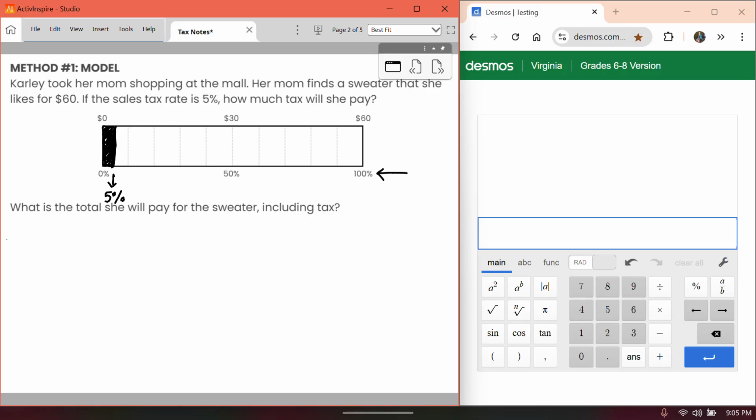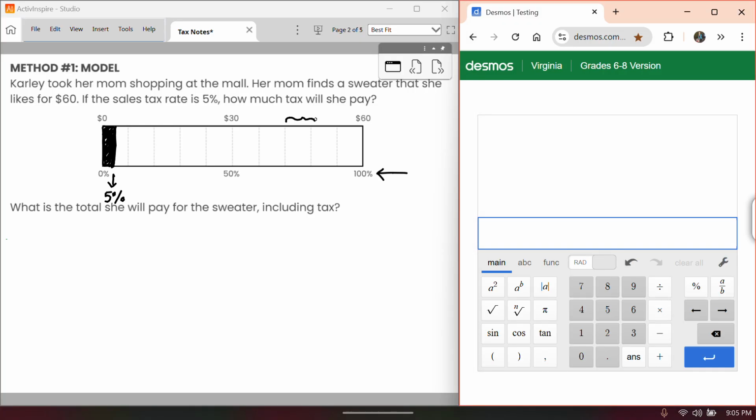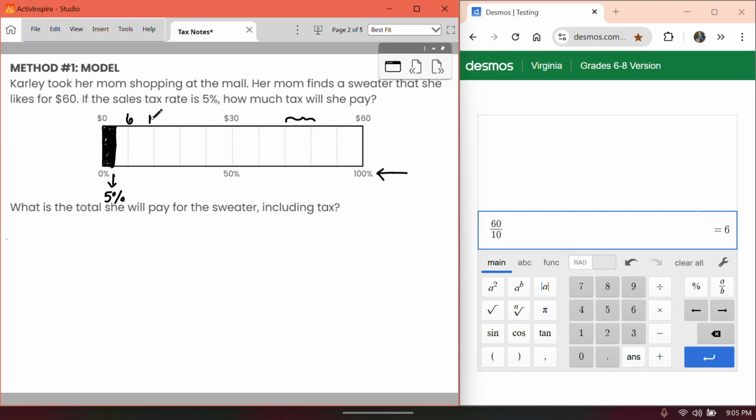So I have to figure out how much each one of these sections is worth. And since we have 10 of those sections and the whole thing is worth $60, I'm going to divide that to figure out that each piece means $6. So this first one is $6, then $12, then 18, 24, 30, etc. So each one of those sections represents $6. And I didn't shade a whole section. I shaded half of a section. So that would be $3 because 3 is half of 6.